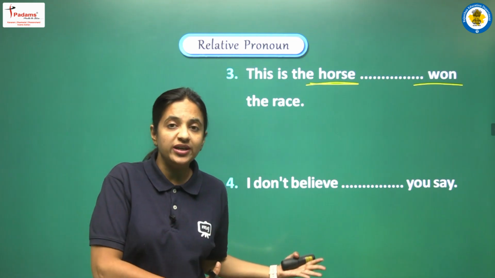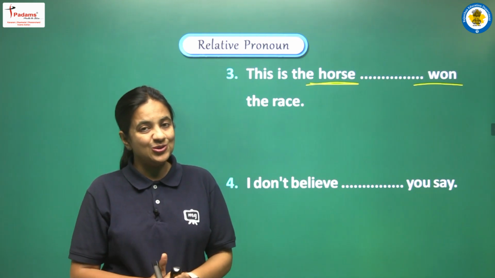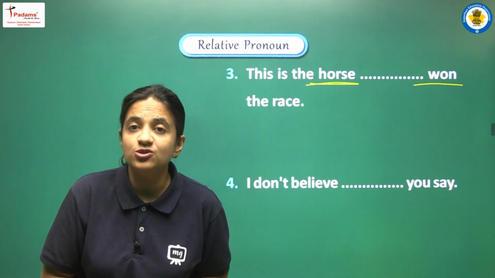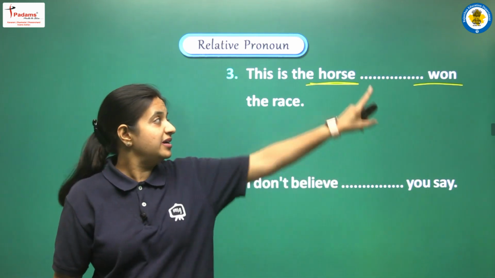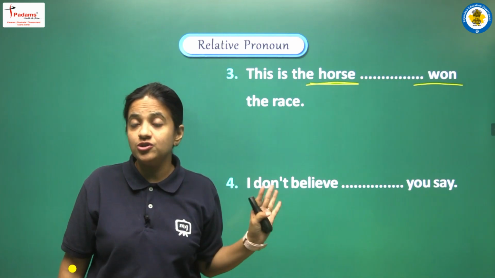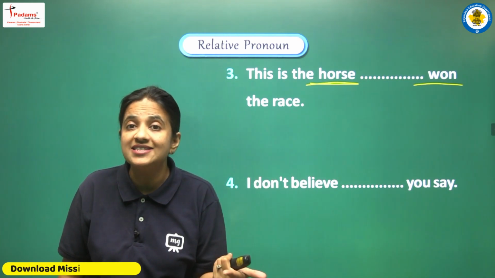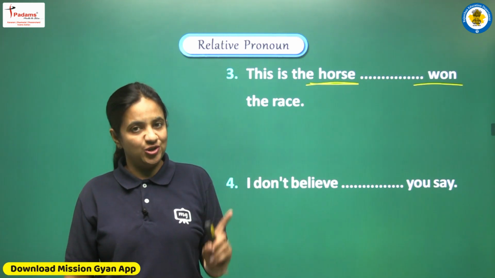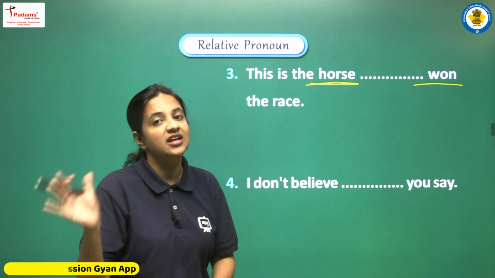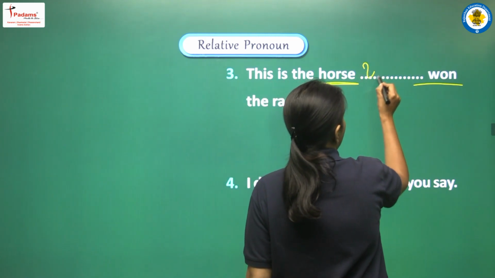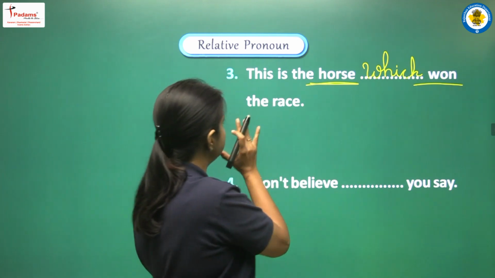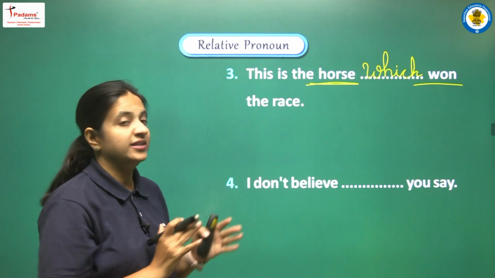So can we use who here? No, we cannot use who, because we have discussed in the previous video that who is used for human beings only. But now here we are given one of the animals. So yes, we cannot use who, it will be the wrong answer. So we need a relative pronoun that is used for animals and that is used for the subject. So what will be the answer? We have to use which here. And the sentence will be, this is the horse which won the race.